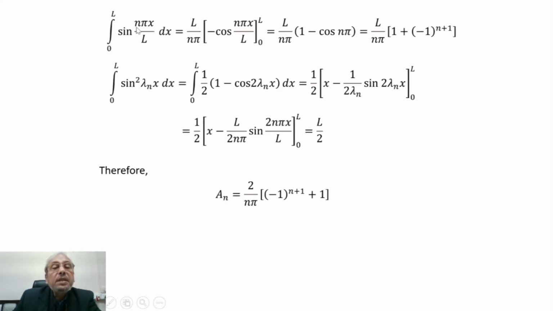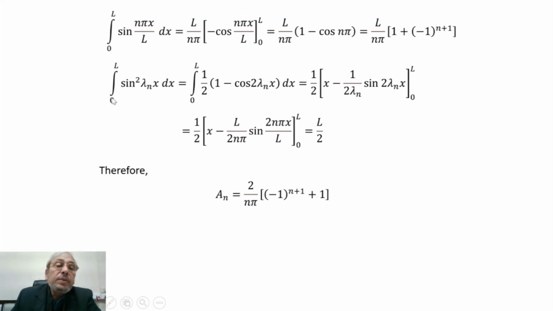0 to L sine n pi x by L dx. We can write this integration is minus cos n pi x by L into L by n pi, limit L to 0. And if we substitute the limits, we will get L by n pi into 1 minus cos n pi, which can be written as L by n pi into 1 plus (minus 1) to the power n plus 1, the value of cos n pi.